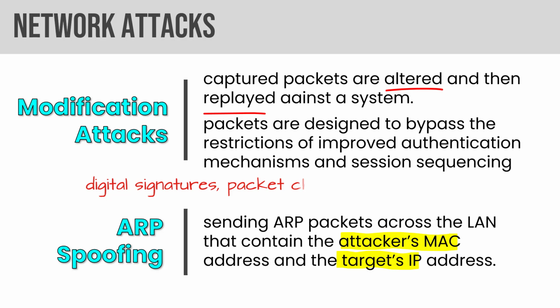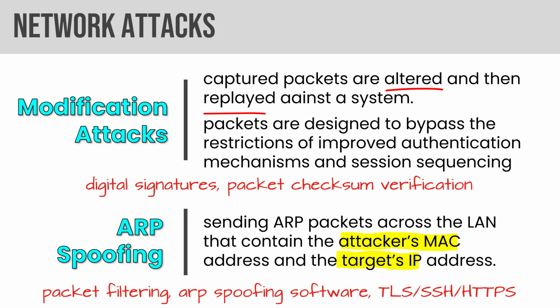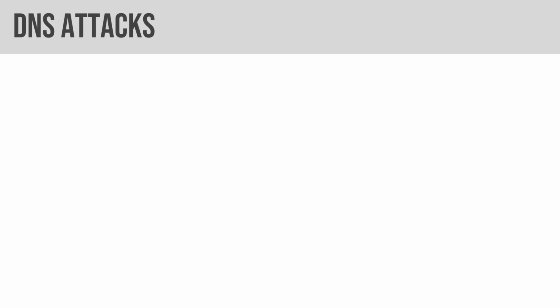So you can use digital signatures and packet checksum verification to basically stop modification attacks. For ARP spoofing, packet filtering, ARP spoofing software, TLS, SSH, secure HTTP, so basically encrypted communication will be helpful in combating ARP spoofing.